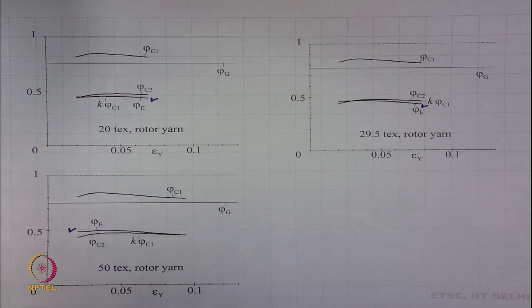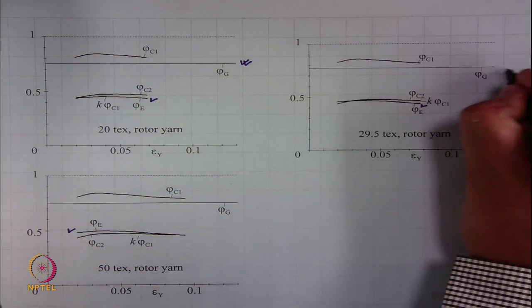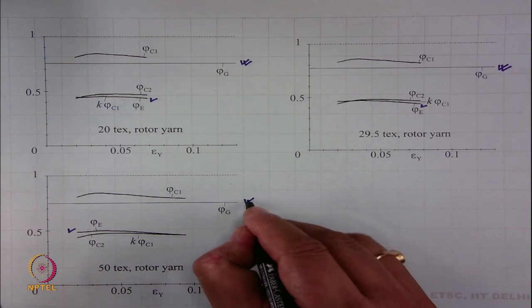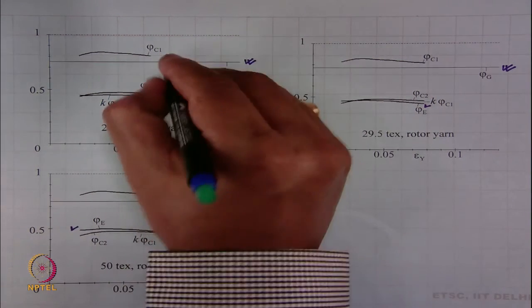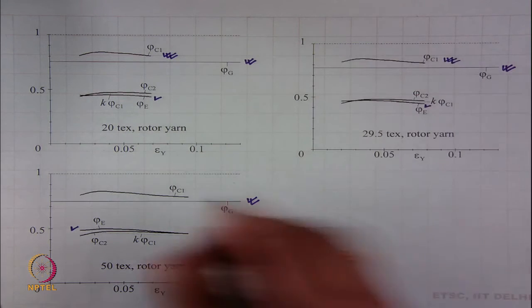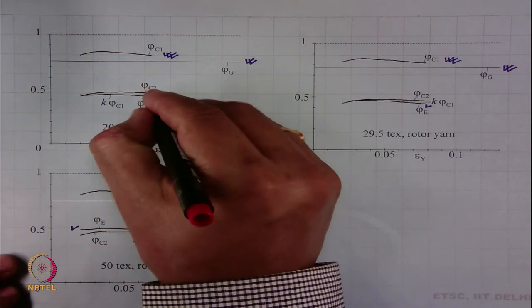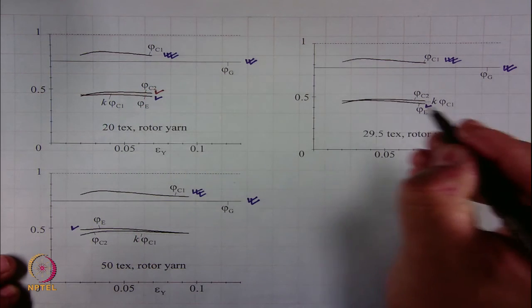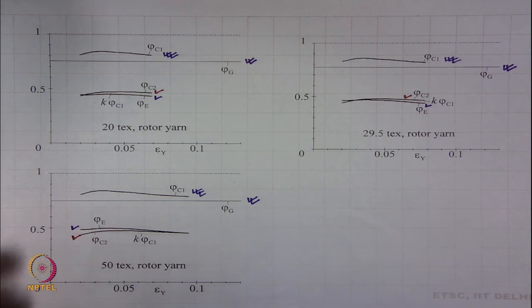Gagop's equation for this yarn is here, for this yarn here, and for this it is here. And phi subscript C1 is here, here, and here. What about phi subscript C2? It is here for this yarn, it is here for this yarn and it is here for this yarn.